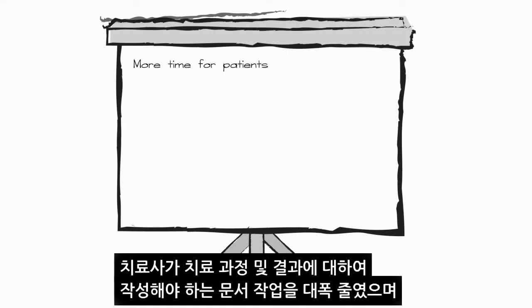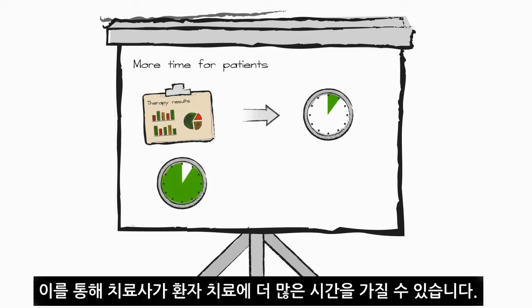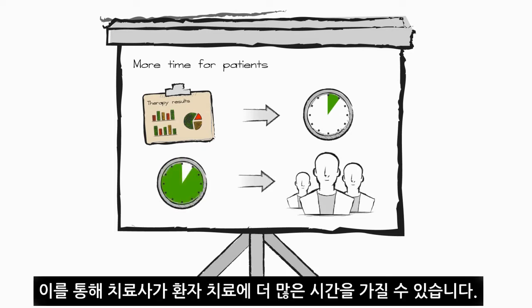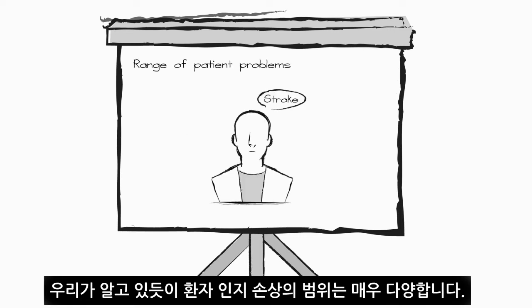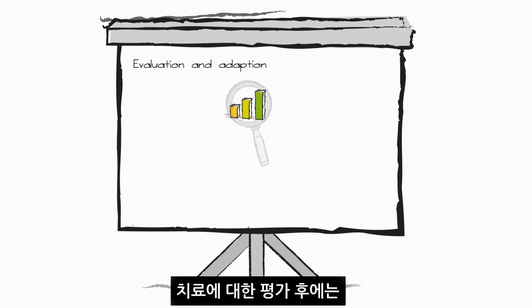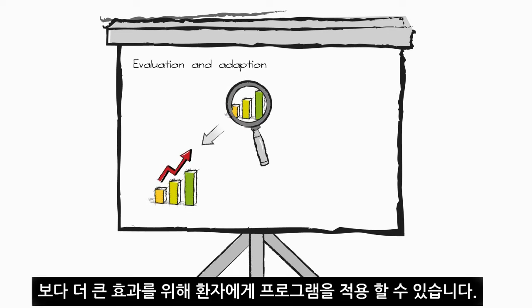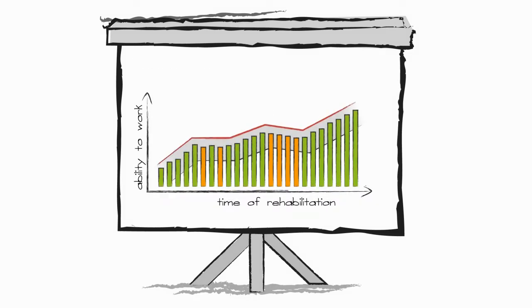The documentation task, an essential part of the therapist's work, is reduced to an absolute minimum, so they have more time to care for the patient. As you know, the range of patient problems is enormously varied. After evaluation of the therapy results, there may be a need to adapt a therapy module to greater benefit the patient. The automatic adaptation works great, but if required, you can fine-tune the parameters to enhance training for your patient.